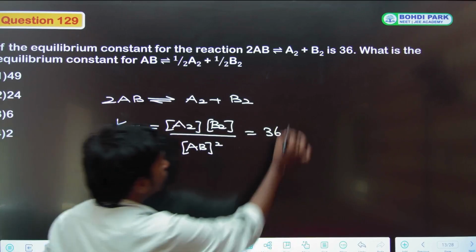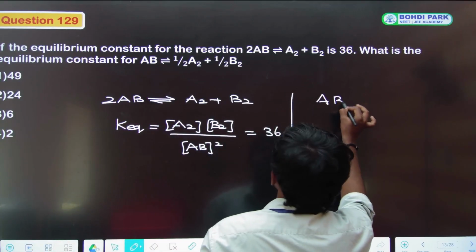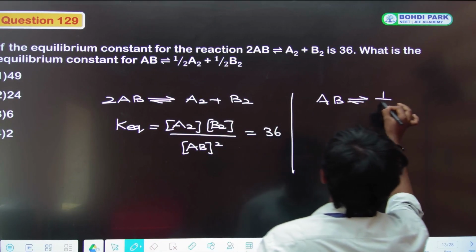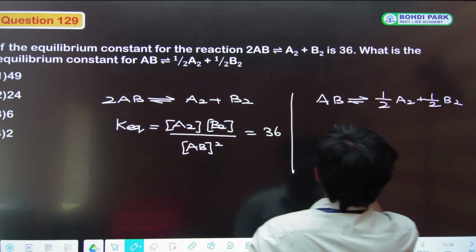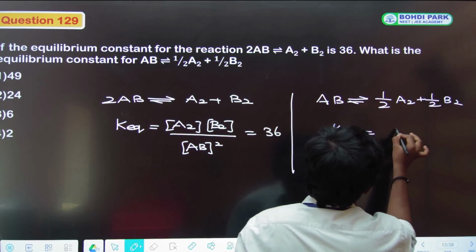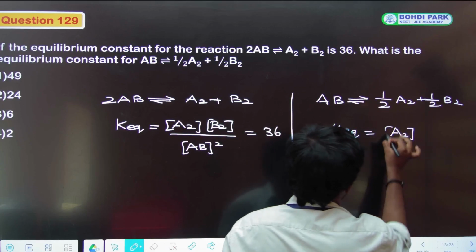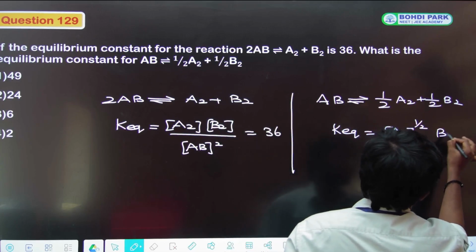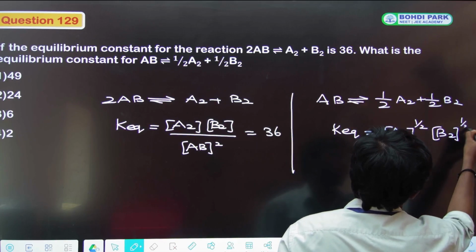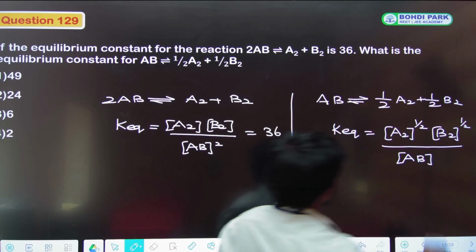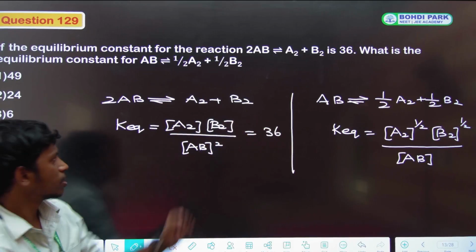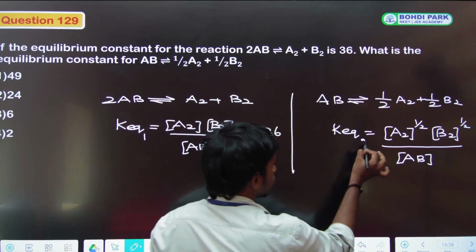One more equation is given. AB is in equilibrium with half A2 plus half B2. How can we write the equilibrium for this? Concentration of A2 power 1 by 2, concentration of B2 power 1 by 2 divided by concentration of AB. We can write it like this. This is K equilibrium. This is K equilibrium number 1, this is K equilibrium number 2.